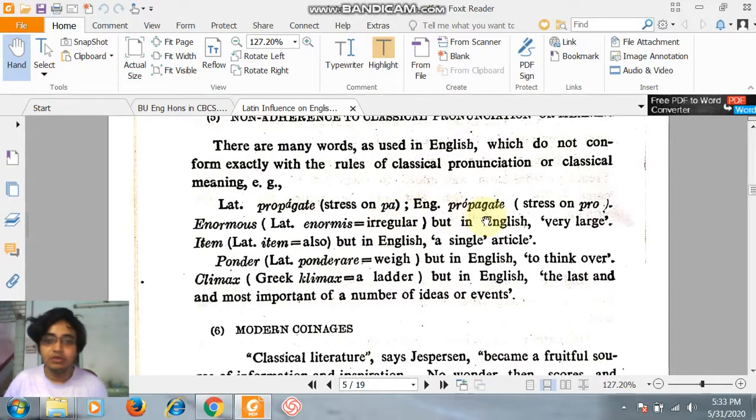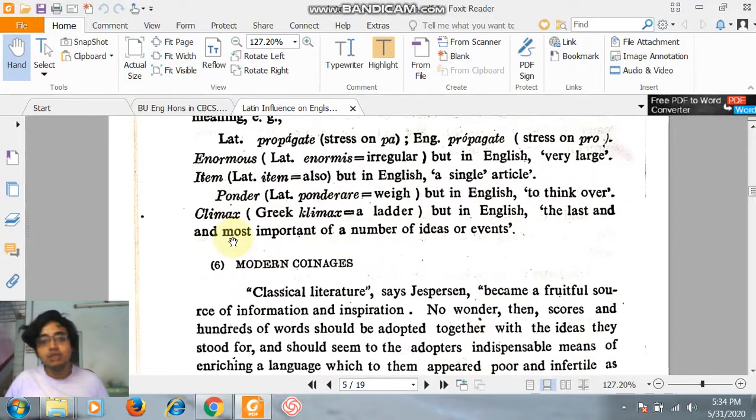propagate word. For example, enormous. In Latin, enormis meant irregular, but in English it means very large. Item, in the Latin, meant also, but in English item is basically a single article. For example, ponder, Latin pondere means weigh, but in English it means to think over. Climax, from Greek climax, means ladder.